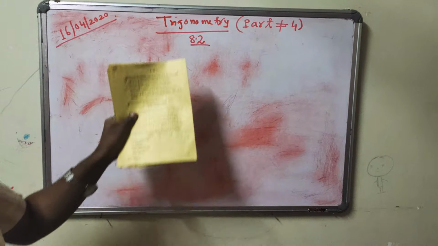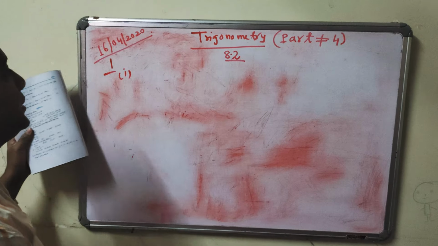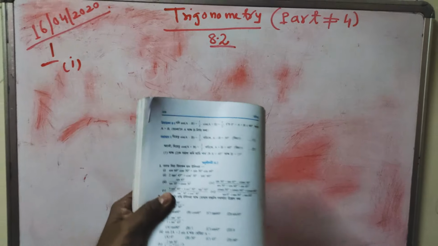Now you see in 8.2. First question is: find the values of the following. Like it is in SLC. Look at this sum. Evaluate or find the value of the following.